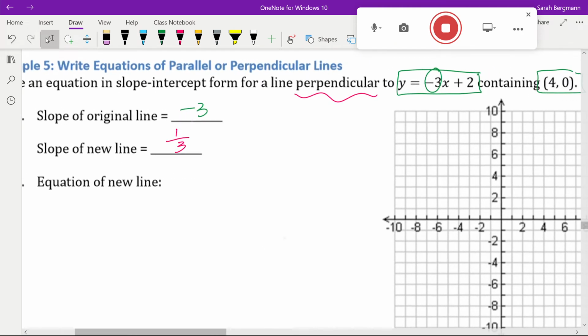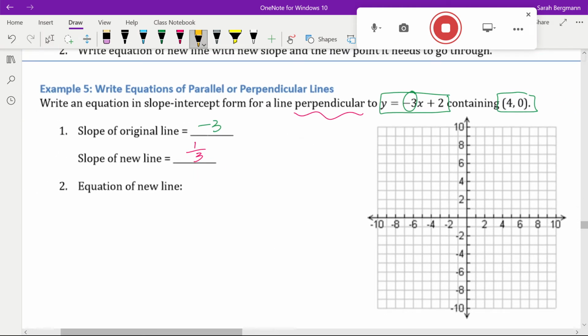Now, I know the slope and I know the point that it must contain. Let's label this point x1, y1. So I have the slope and a point. I can write it in point-slope form. So y minus y1 equals m times x minus x1. Simplify this. You don't need to have a minus 0. You can leave your equation like this, or you can distribute it out to put it in slope-intercept form.